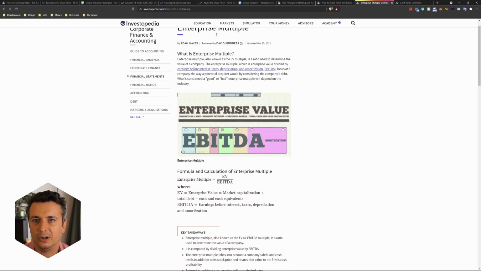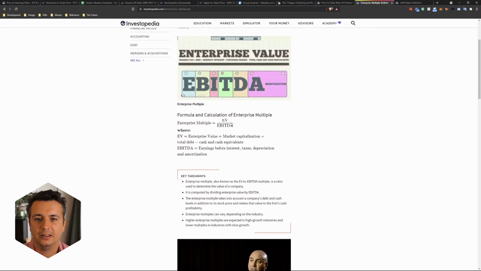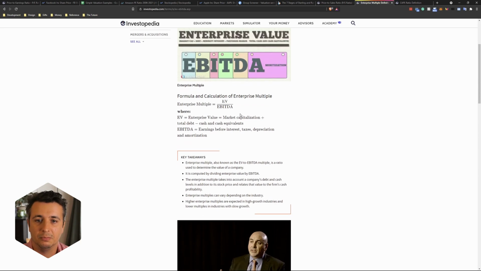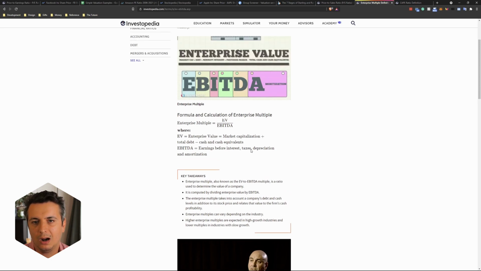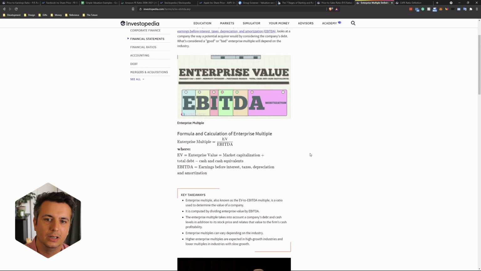The enterprise multiple instead says, I'm going to take the enterprise value, which is the market cap, but considering cash and debt, divided by the EBITDA. So instead of dividing by net income or profitability, we're going to look at the profitability before interest, tax, depreciation, and amortization have been considered. Now, why would you want to look at this?